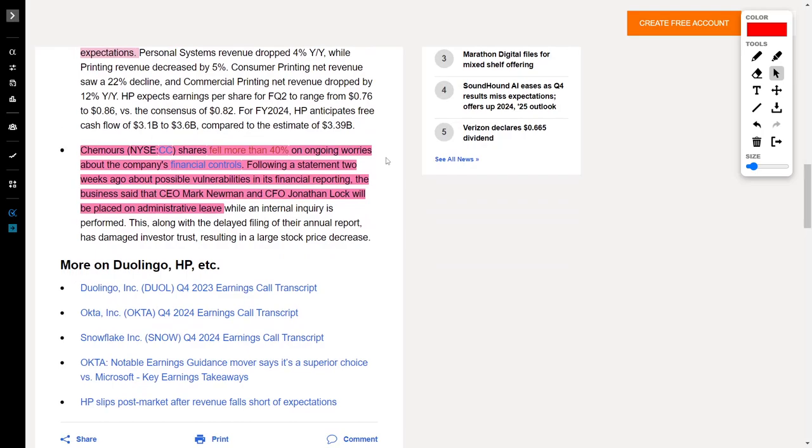For me personally, I don't invest into CC stock right now, and recently their shares fell by more than 40%. The reason for this is because investors are scared for this company, and here's why. A statement was released 2 weeks ago about possible vulnerabilities in their financial reporting. This report was so incriminating that the CEO and CFO will be placed on administrative leave. So this is really not good news for this company. And if this is found out to be true, this could be catastrophic for not only the share price, but also the company itself.